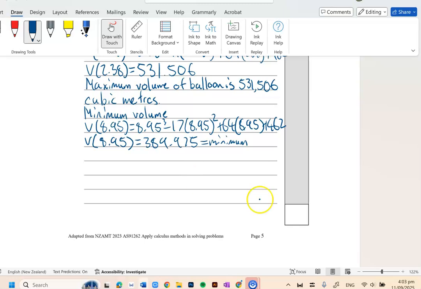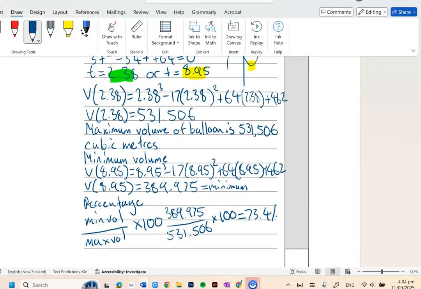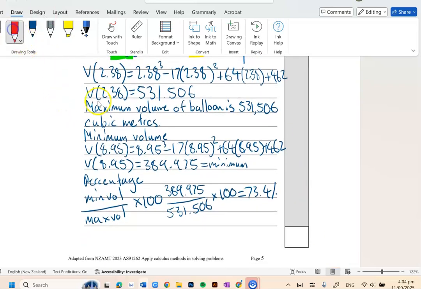So, to calculate the percentage, all you do is the minimum volume over the maximum volume times 100. So if we put in the values, 389.975 divided by 531.506 times 100. That should give you something like 73.4%.